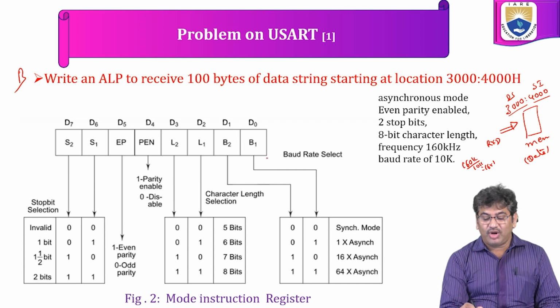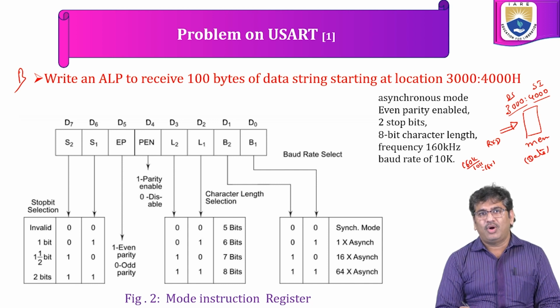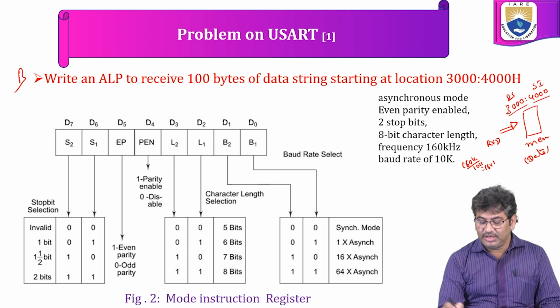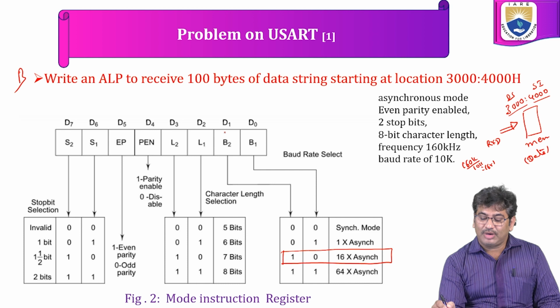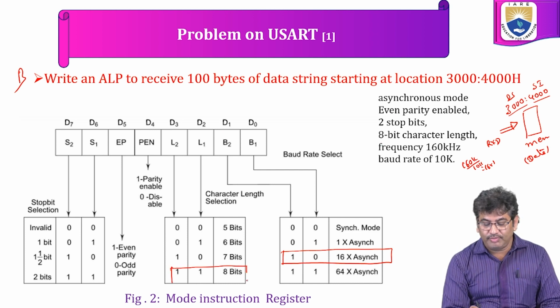The last 2 bits from the LSB specify the baud rate and frequency ratio. In this case, it is 16:1, so I am selecting the LSB 2 bits as 10. The next 2 bits indicate the size of data. In the problem statement, it is given as 8 bit character length, so we will configure these 2 bits as 11.